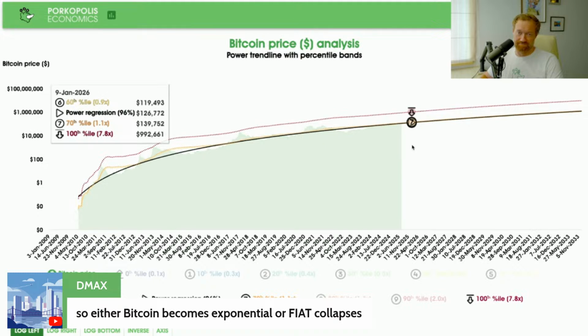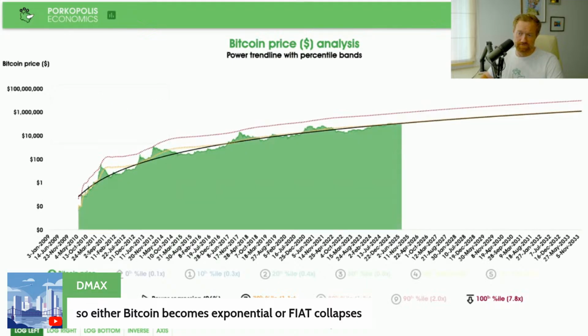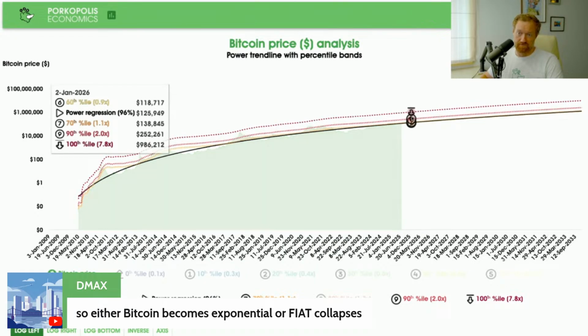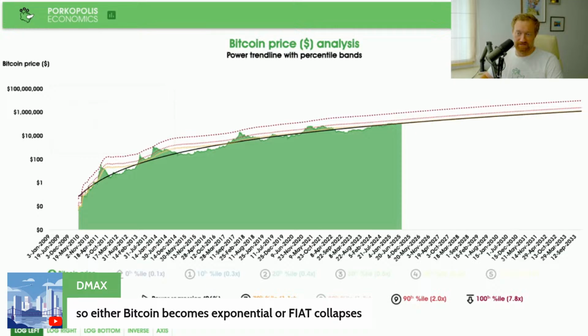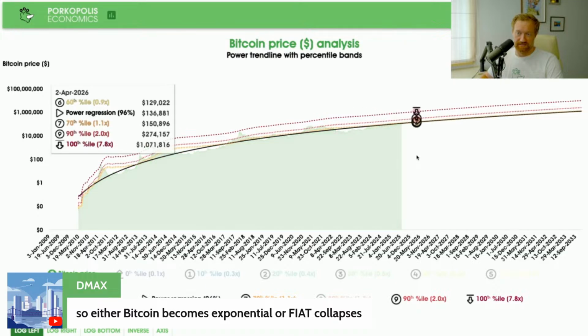I don't see it. Not this cycle. But the 90th, much more reasonable. All right. What's the difference between the 90th and the 100th? $750,000.